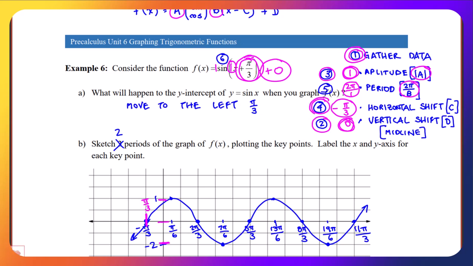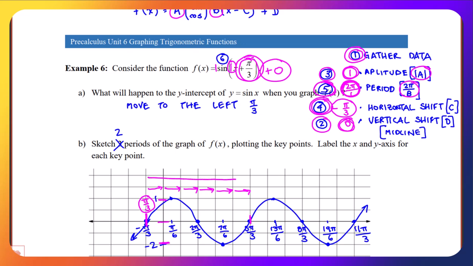And once I do the horizontal shift, I can now find the period. Now, here's the problem. The period is 2 pi. Each box is pi over 3. So if I go 1 pi over 3, 2 pi over 3, 3 pi over 3, 4 pi over 3, 5 pi over 3, 6 pi over 3, I end up here.